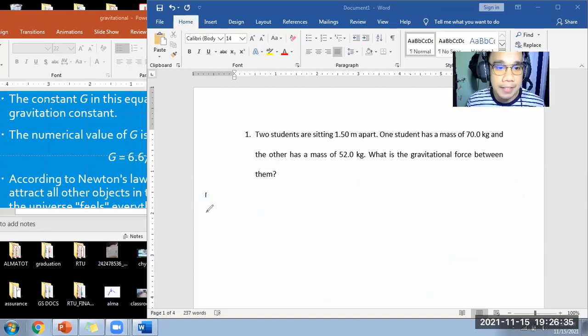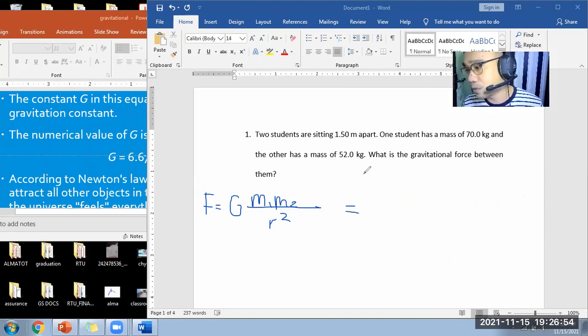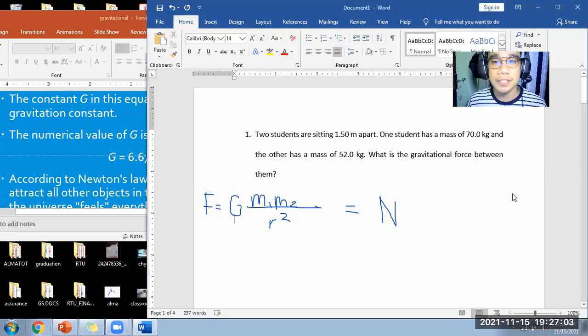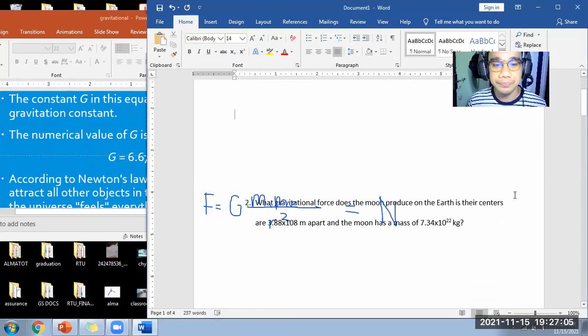Okay, so ang formula natin ay F, G, and mass 1, mass 2 over the distance which is squared. Okay, so dahil naka-force yan, so ang unit of measurement natin for force ay Newton, di ba? So i-apply lang natin yung formula na yan. Okay? So let's try another, number 2.